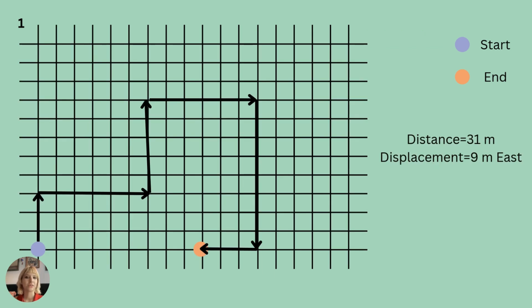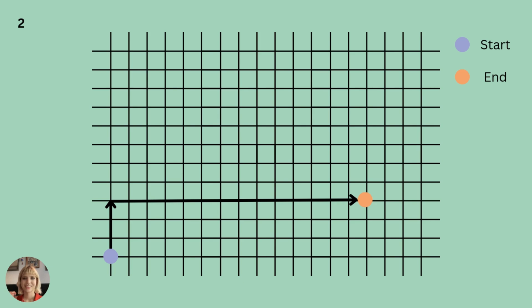Okay, so the distance was 31 meters. You just count up all of the squares, and the displacement was 9 meters to the east, or you could just say 9 meters i hat. And I got that by counting the squares. So for this one, I'm going to give you a second to do it. Go ahead and pause and try.